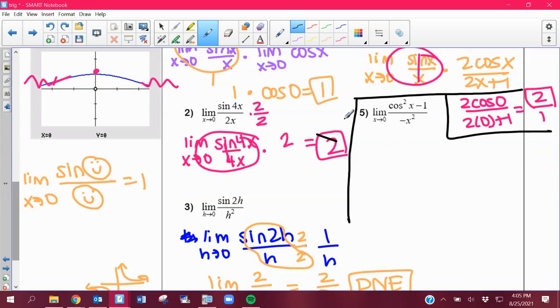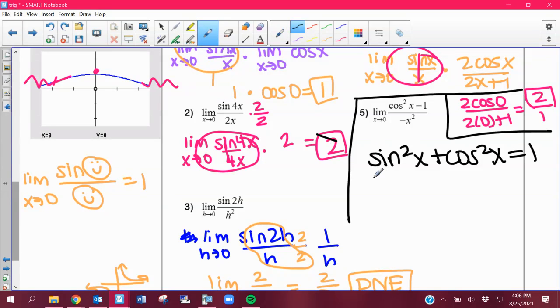So I have the limit as x goes to 0 of cosine squared x minus 1 over negative x squared. Unfortunately, there's no sines in there. But there is one trig identity that if there's only one thing you ever remember from trig, it's that sine squared x plus cosine squared x equals 1. That's the Pythagorean identity. We use it a lot.